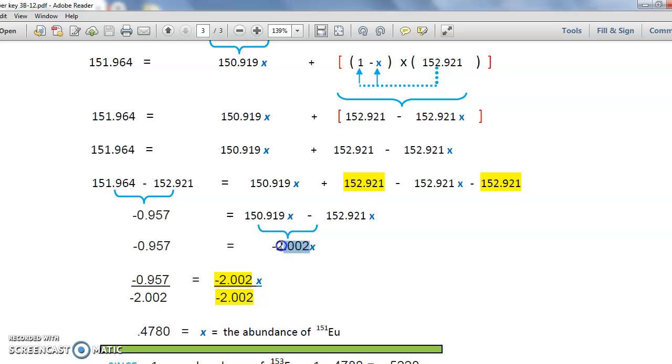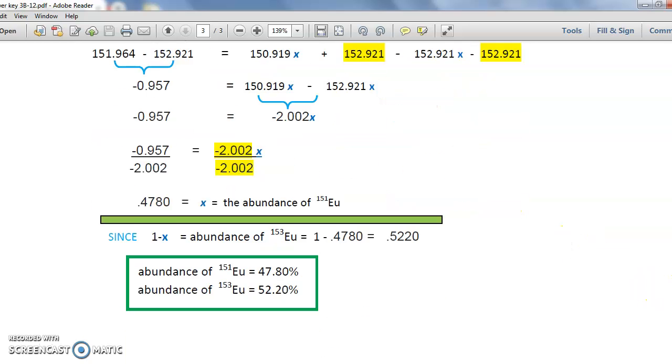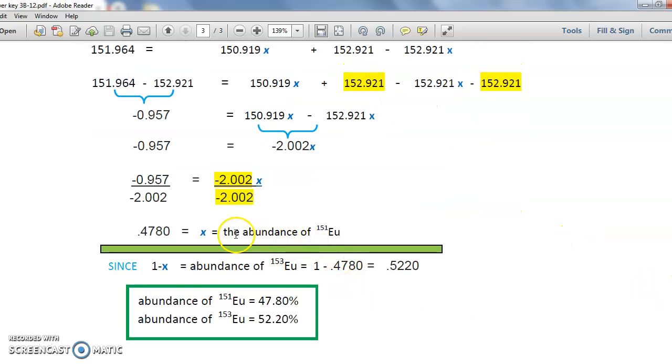So how do I get rid of the minus 2.002? I can divide that from both sides. So there it is being divided from the right side. I divide it from the left side. I have a minus on top and a minus on the bottom, so those cancel out. And I now know the abundance of 151 is 0.4780, and that's in decimal form.